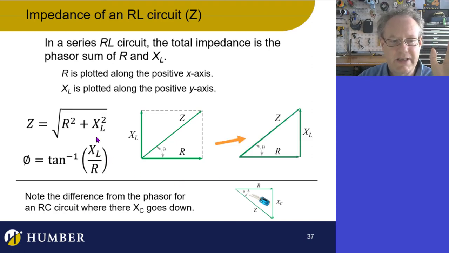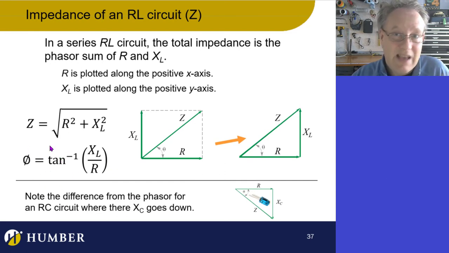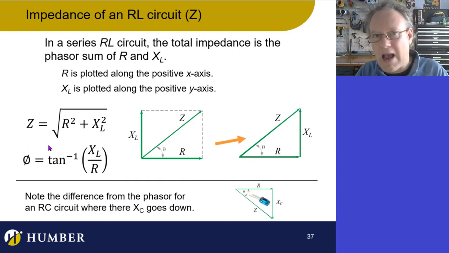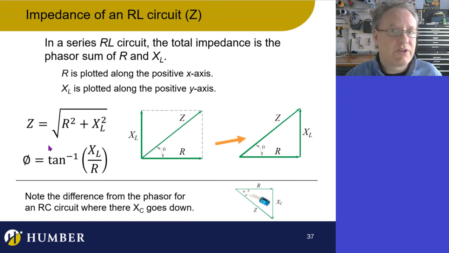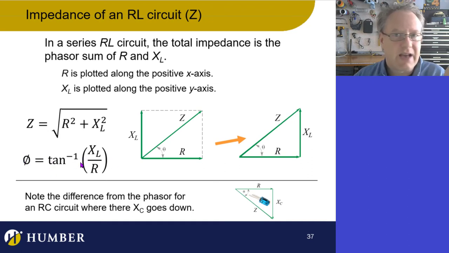But here's an example. We recognize this formula, impedance. Guess what? It's the exact same formula for capacitive impedance as for inductive impedance. And then we know that our angle theta uses the exact same formula. It's just the inverse tan, but in this case, it's XL over R, as opposed to XC over R.